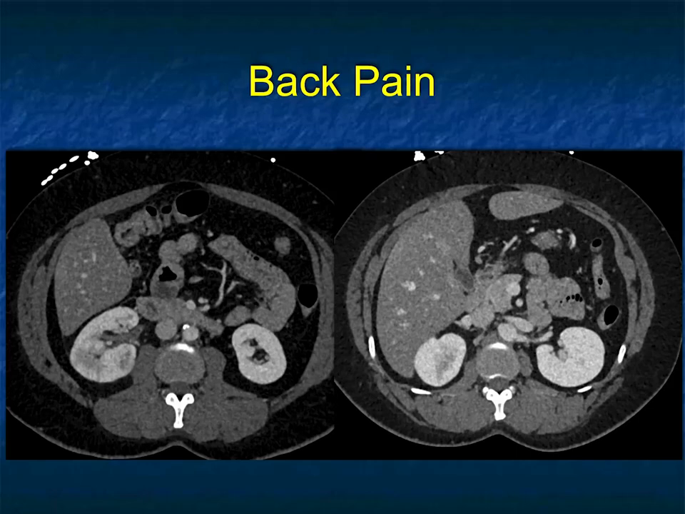Here's a nice case in terms of renal inflammatory disease.